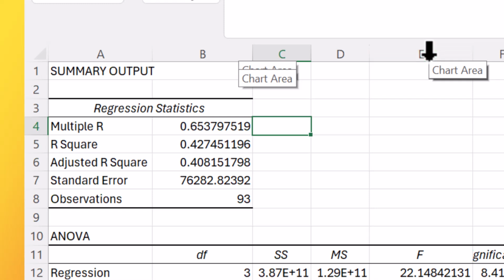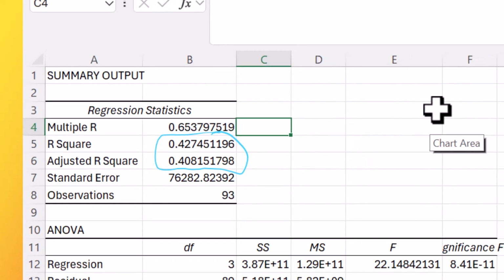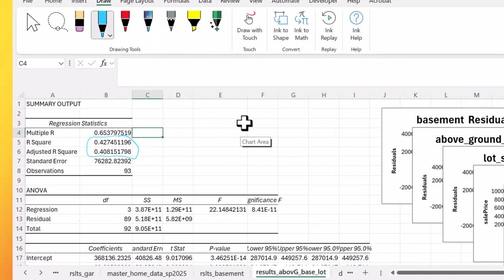So at this point, we have our multiple R. That is the correlation that's been measured in this model. The two very important R squareds that we are focused on are right here. That R squared tells us the amount of variance that is explained by our regression line.